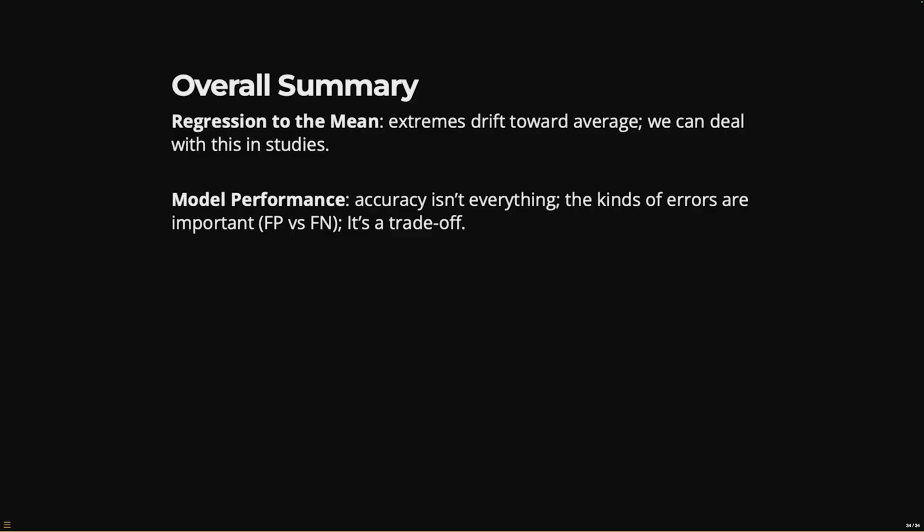So just to summarize everything we talked about, the first thing was regression to the mean, which simply is that extreme values usually drift towards the average when they're measured again. And in studies, we can deal with that. It's not that complicated. Just be aware that it is possible. It is a real effect. And then model performance, we talked about accuracy is not everything, and that there are different kinds of errors, and it always depends on the context which one is more important than the other, and it's always a trade-off.